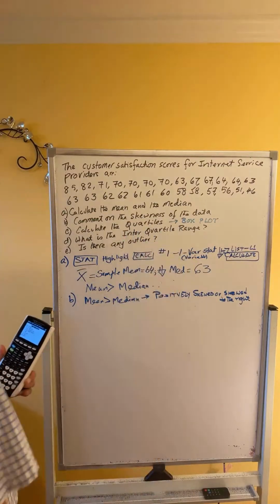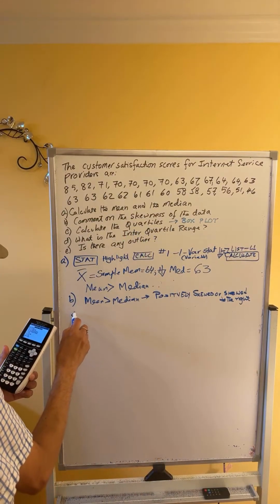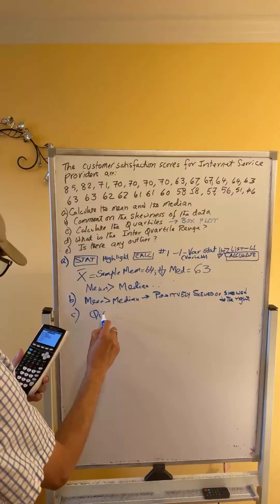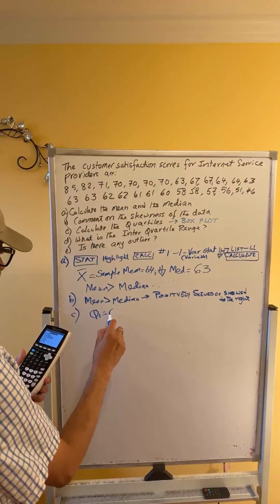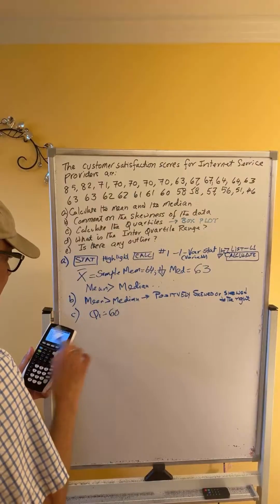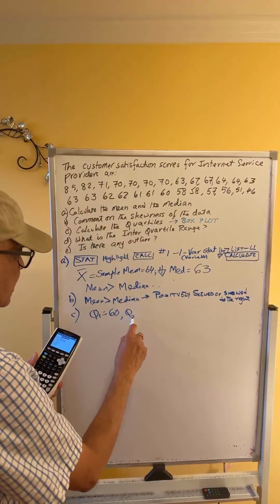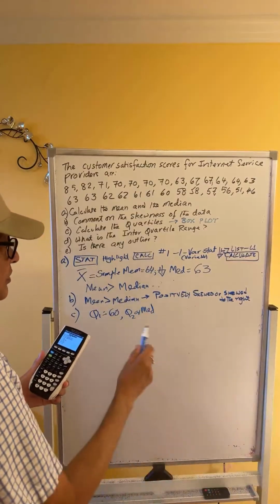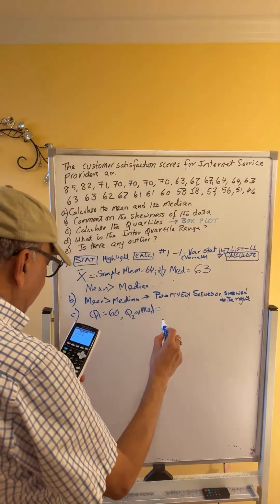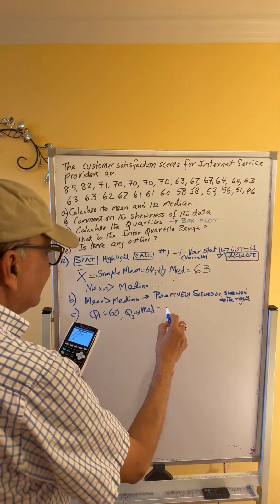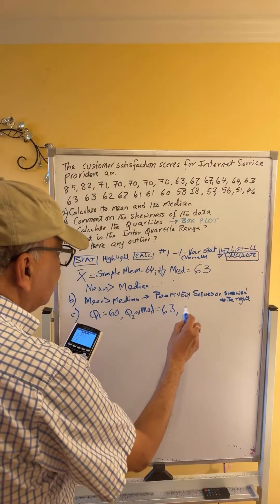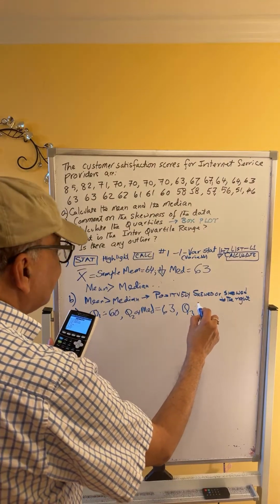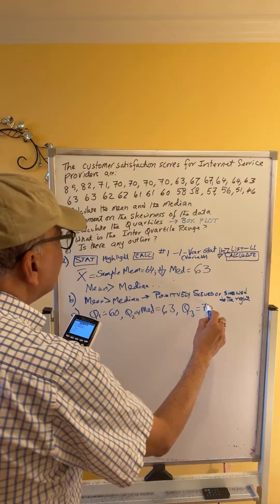Then it asks to calculate the quartiles. The quartiles, remember, are Q1, the first quartile, which is 60. Q2 is the median. Remember, the median is the 50th percentile: 50% are below it, 50% are above it. It is 63. And then Q3, which is the third quartile, is 70.